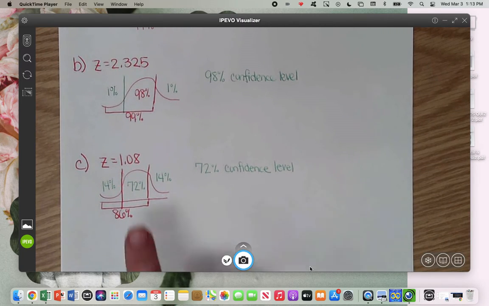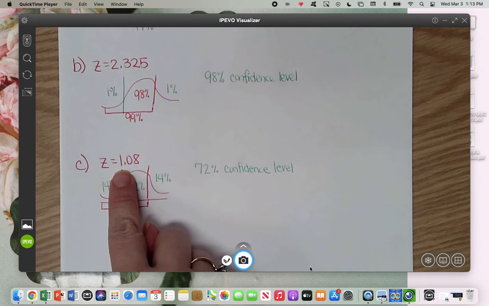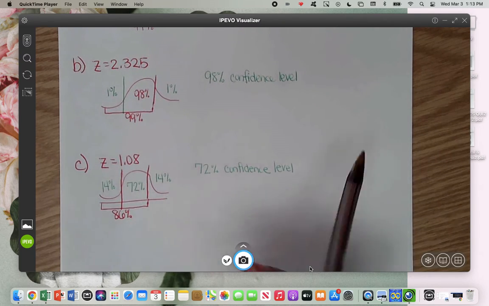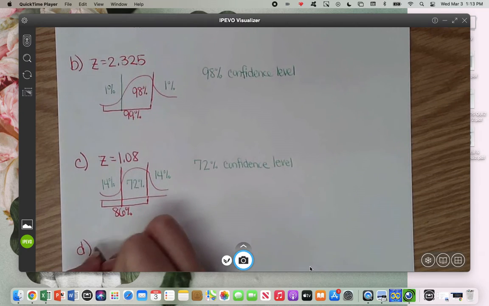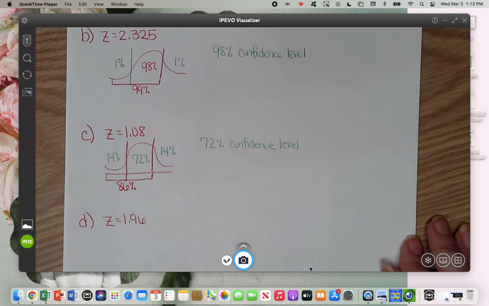And so the closer they are to 3, the higher confidence we have. The closer they are to 0 or lower, the confidence level is going to go down. Now, I have one, and hopefully this is one that you're just going to remember, but I've got a 1.96. All right, this one is the most common.